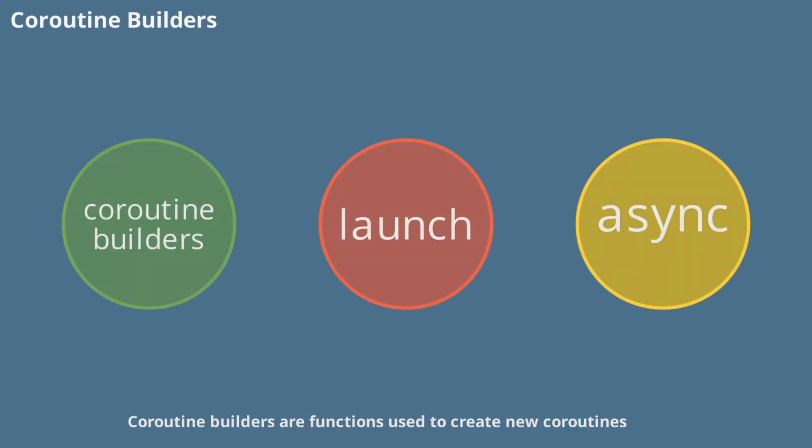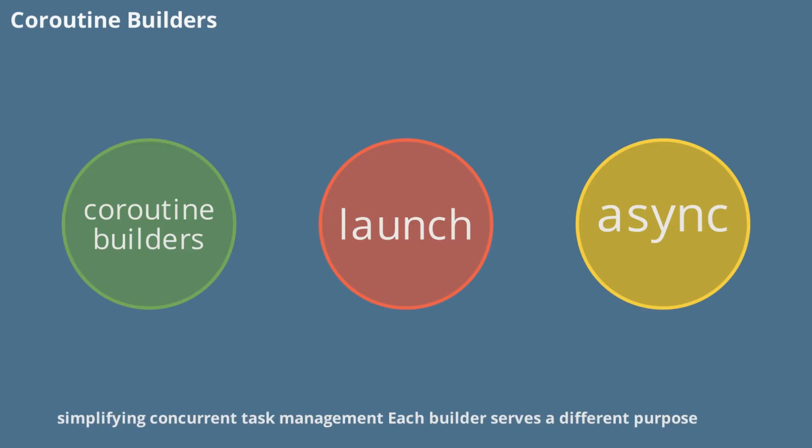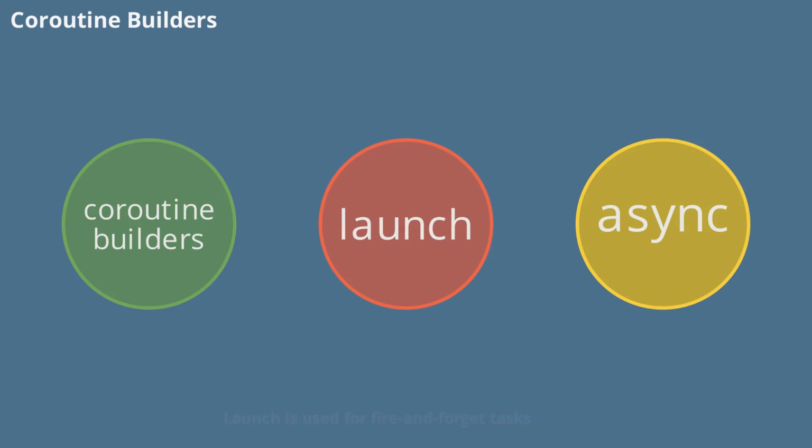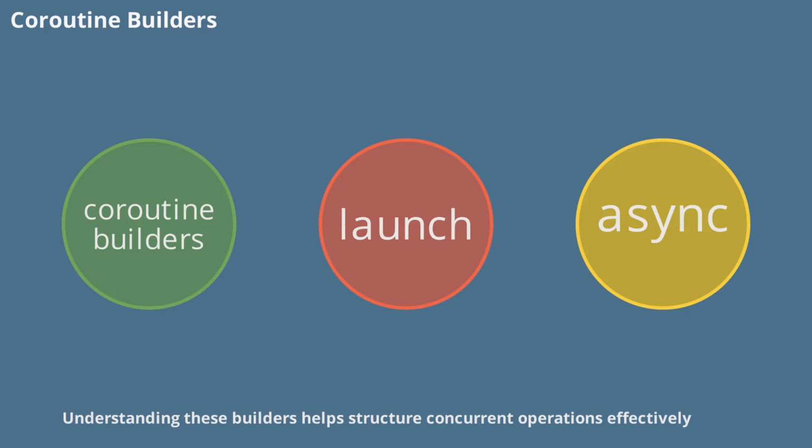Coroutine builders are functions used to create new coroutines, simplifying concurrent task management. Each builder serves a different purpose. The most common builders are launch, async, runBlocking, and withContext. Launch is used for fire and forget tasks, async for parallel tasks that return results, runBlocking for blocking the current thread until completion, and withContext for switching coroutine context within a coroutine. Understanding these builders helps structure concurrent operations effectively.